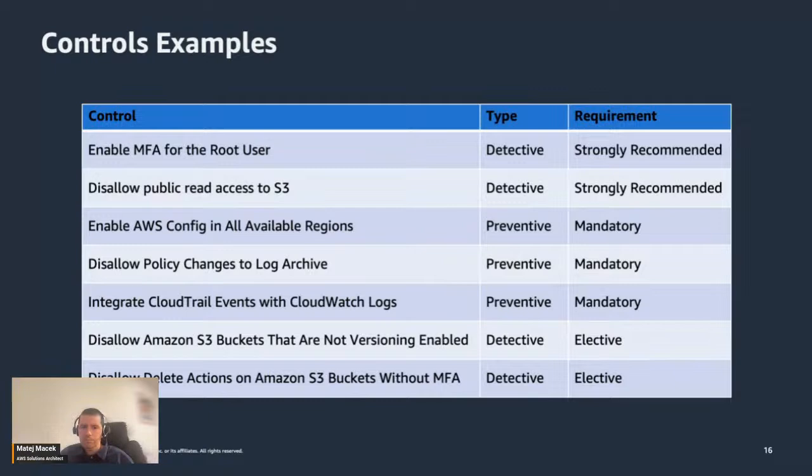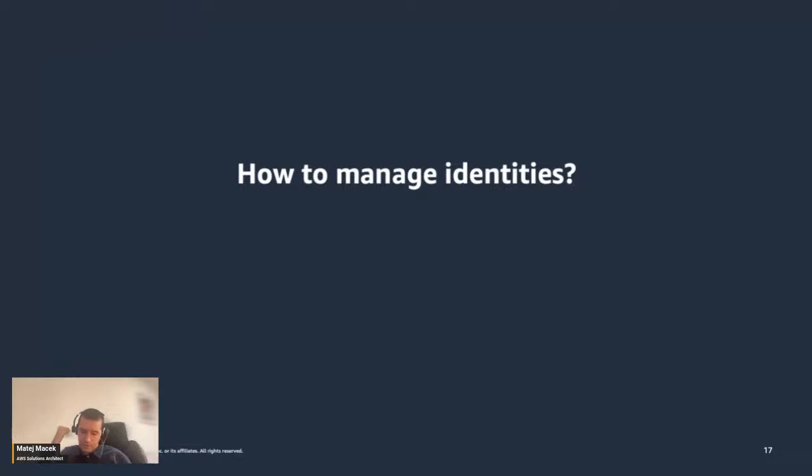Another thing which is important for us, besides AWS Organizations and Control Tower, when we are dealing with a landing zone, is how exactly we will manage identities. Identities, of course, are important, and we would like to have the possibility to secure them properly and to centralize this. For this, we have IAM Identity Center, which enables us exactly this.